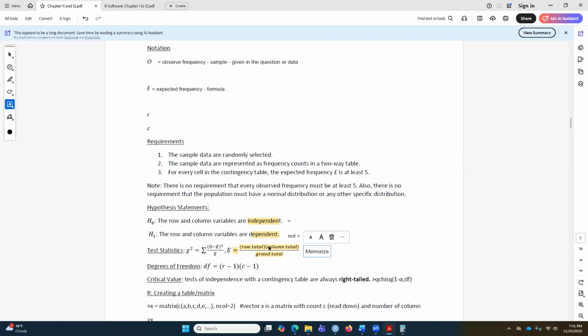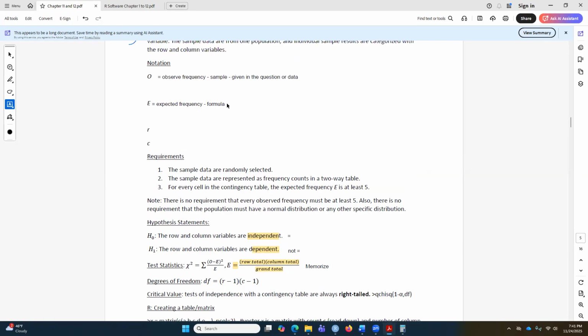So this will be the formula to find your expected value. And the formula is, I will show it to you here. It's the same formula that we just did: the row total times the column total. Yes, I will show you how to do this. And then divided by your grand total.